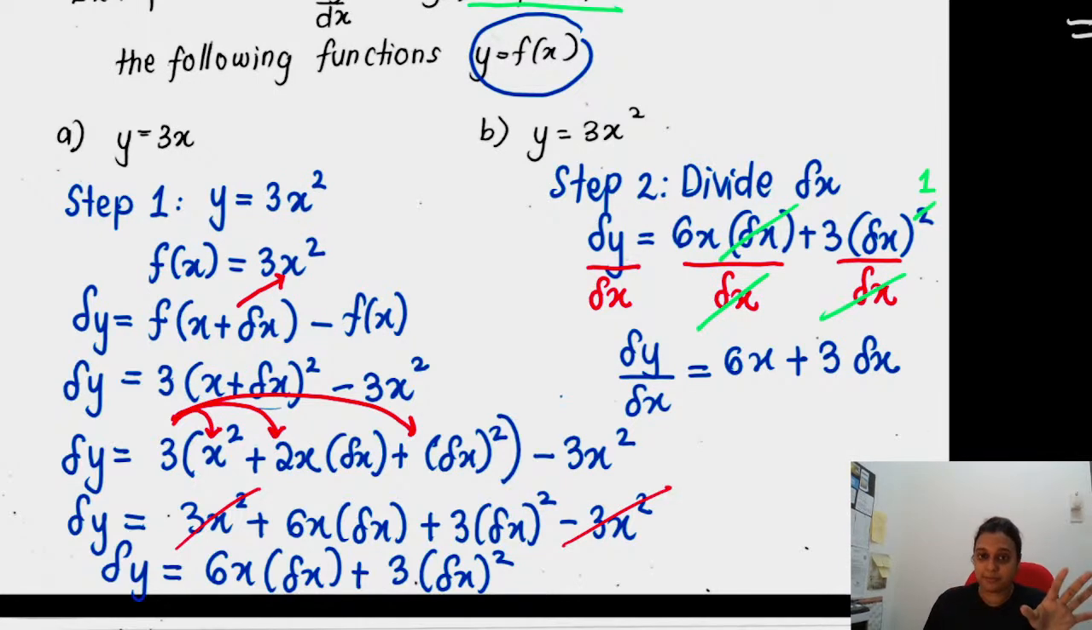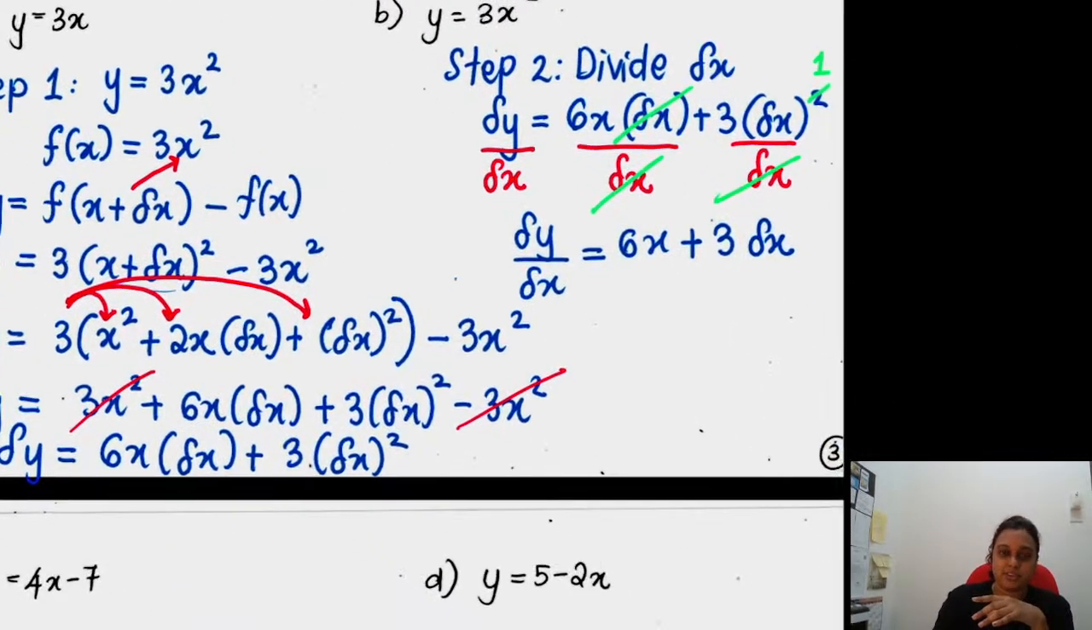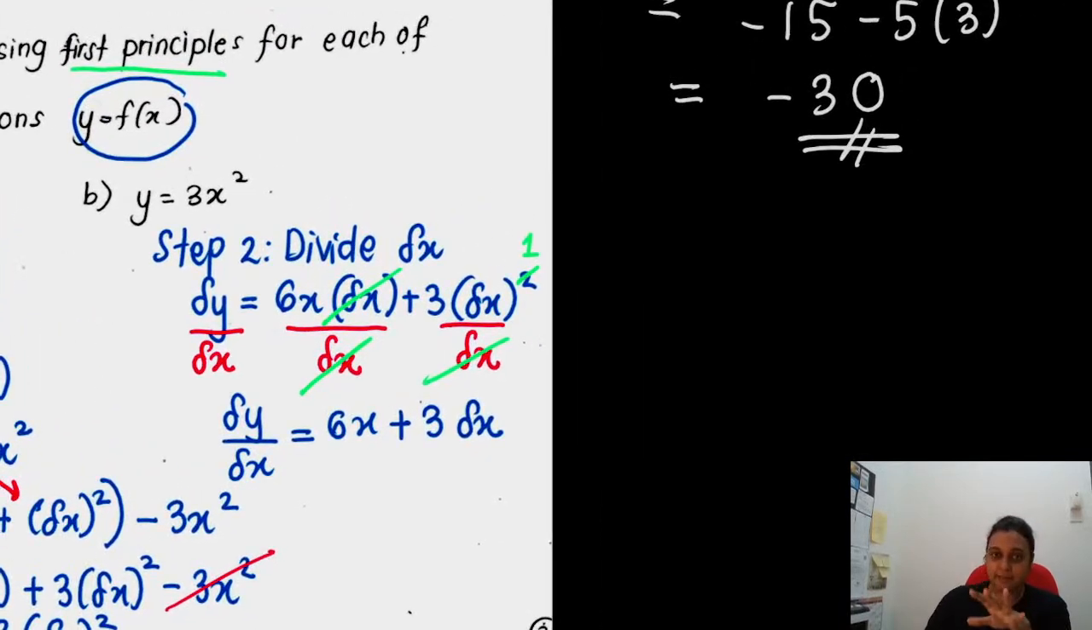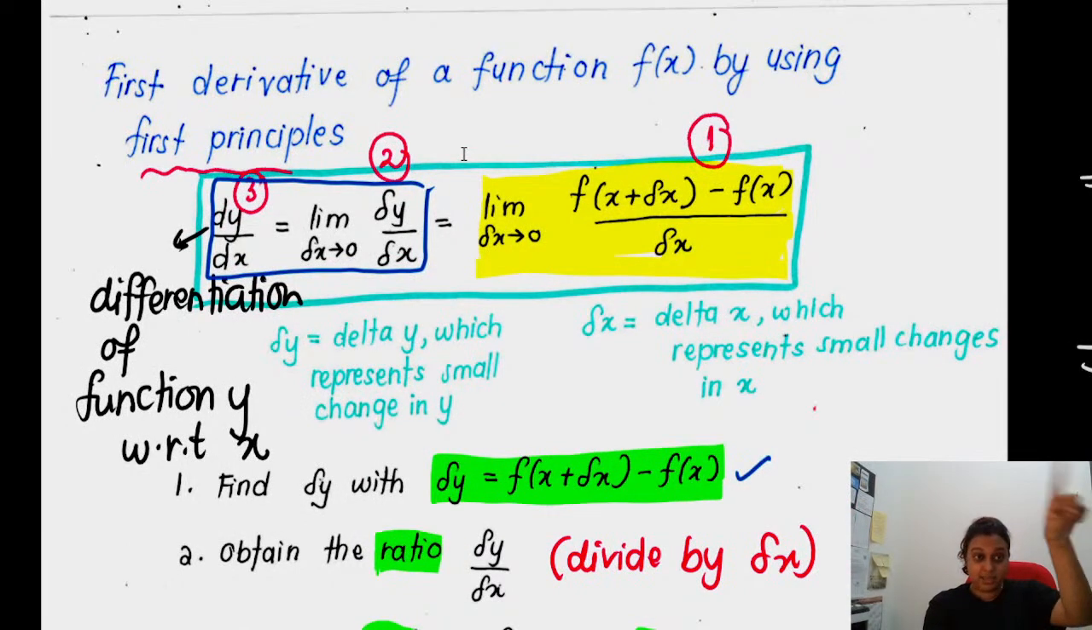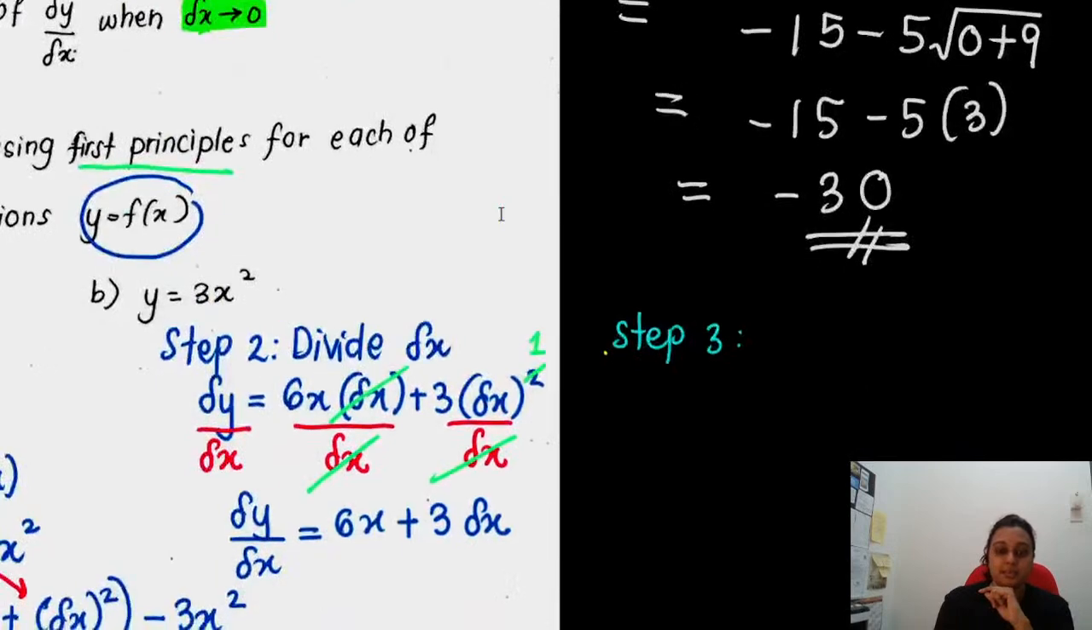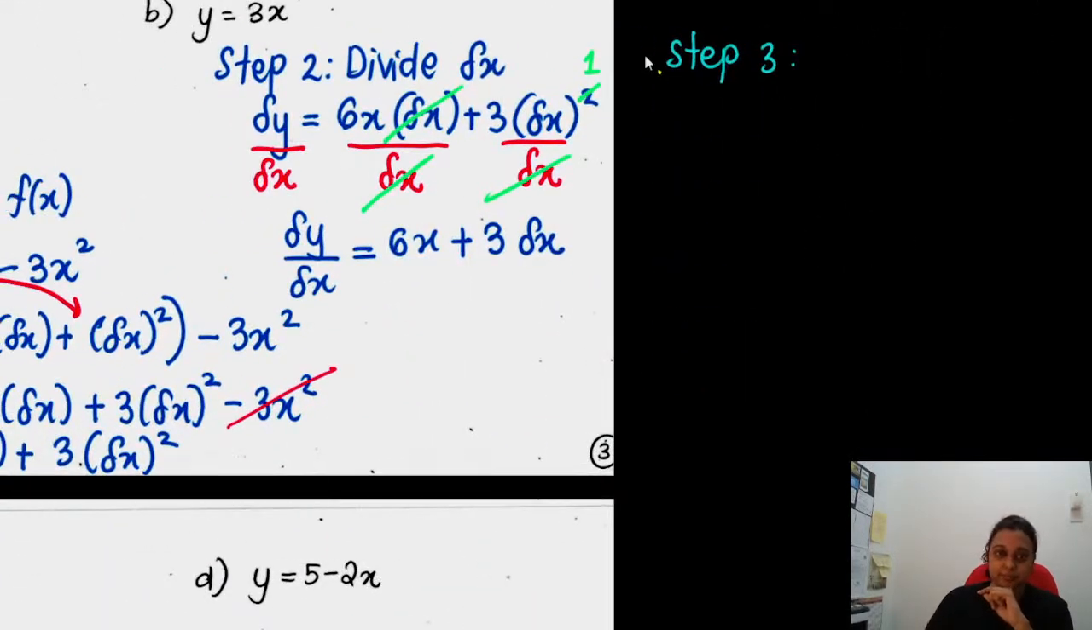Okay, step 2 done. The moment you already divide, finish, that's it. Now we go to the last step, step 3. What was step 3? You have to copy that entire dy dx equals to limit. Okay, copy that whole thing. That is step 3.